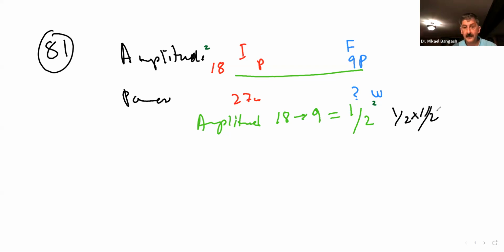Just ask, what do you do with a number when it is squared? You multiply by itself. That becomes 1/4. So we still need to determine the final power, assuming that our initial power was 27 watts. So those 27 watts multiplied by 1/4.